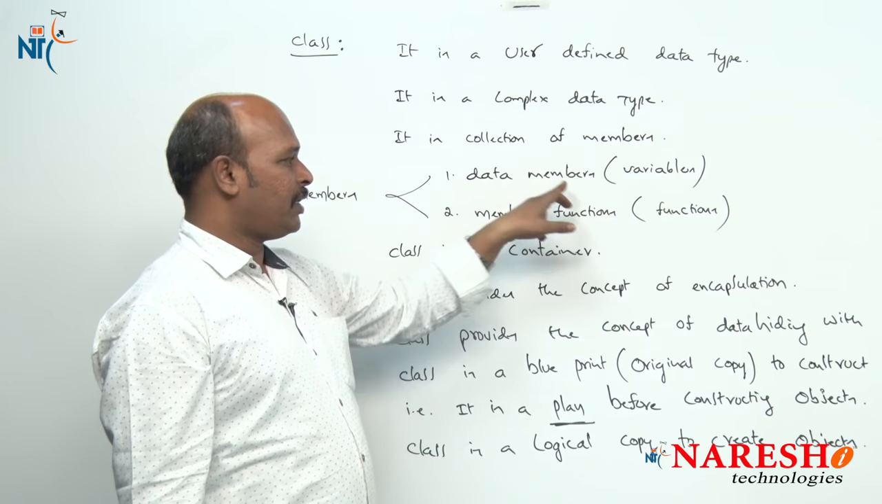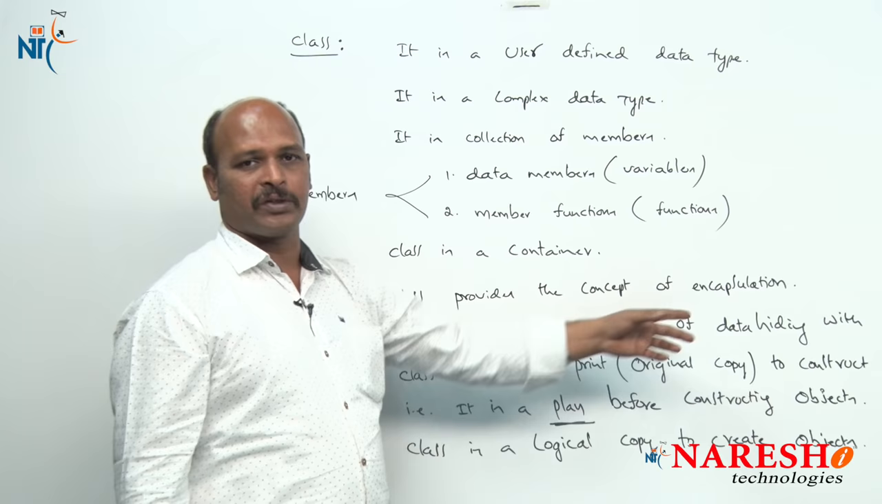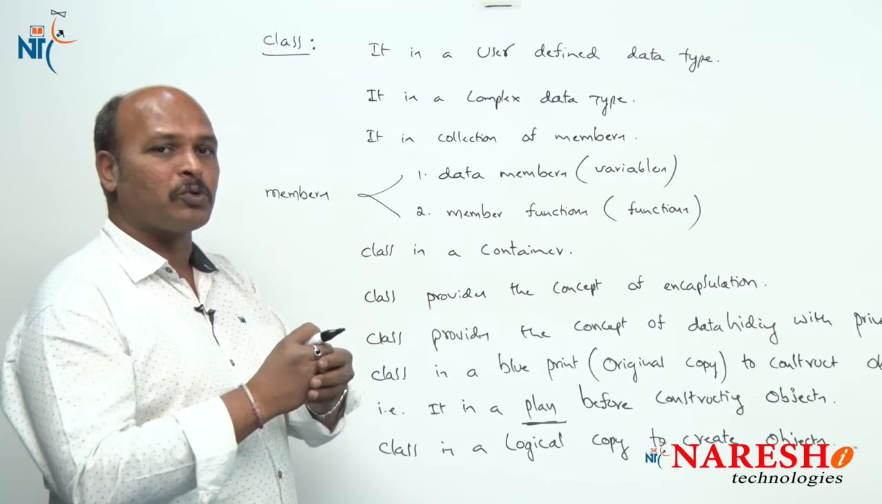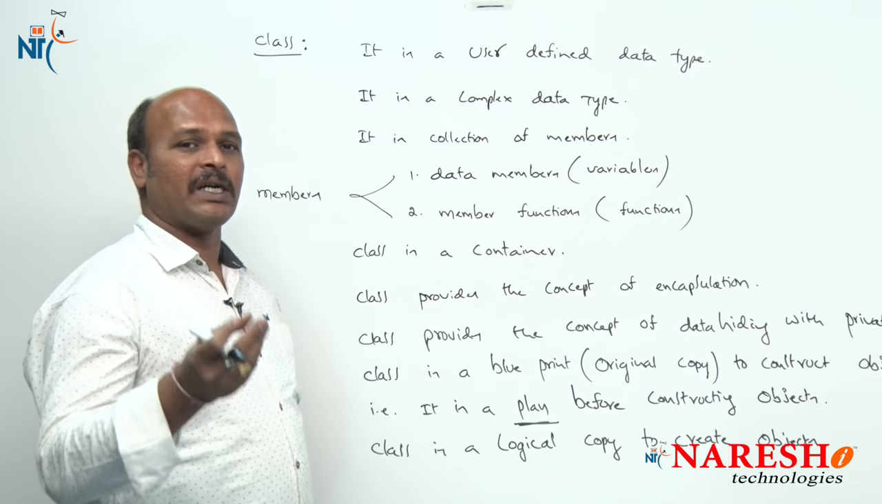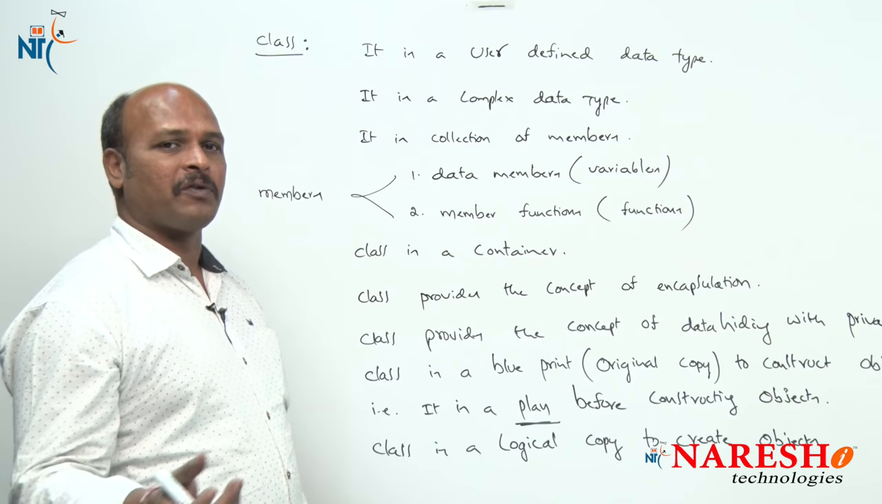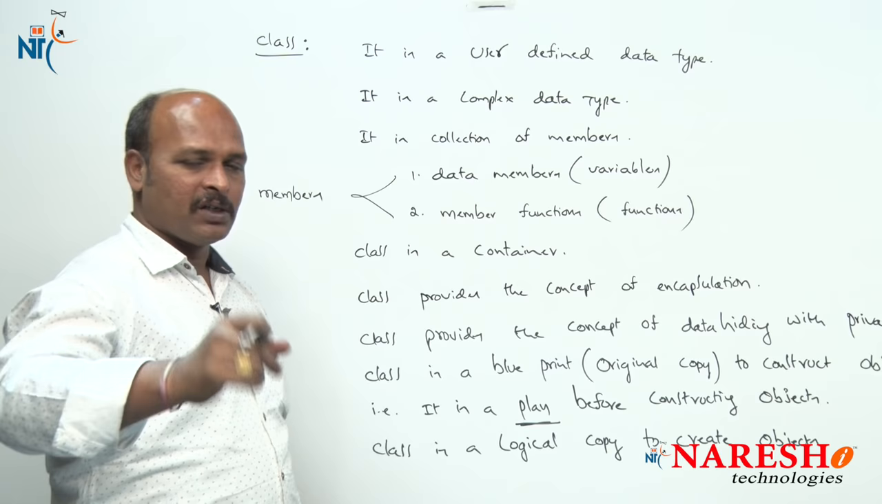And class provides the concept of encapsulation. Encapsulation refers to binding of data and member functions together into a single unit called class. Next, class provides the concept of data hiding. That means outsiders are not allowed. The private data is fully secured and should be accessed only with the member functions of that class. It is not visible outside the class. It is called the data hiding feature.